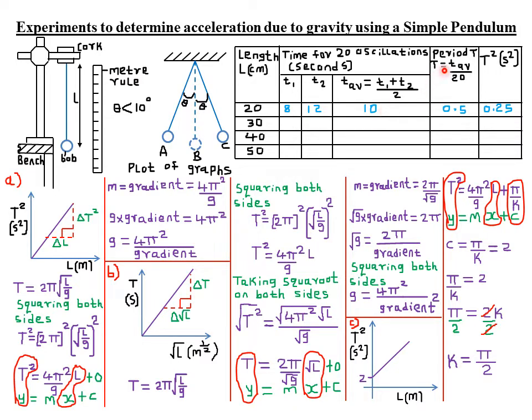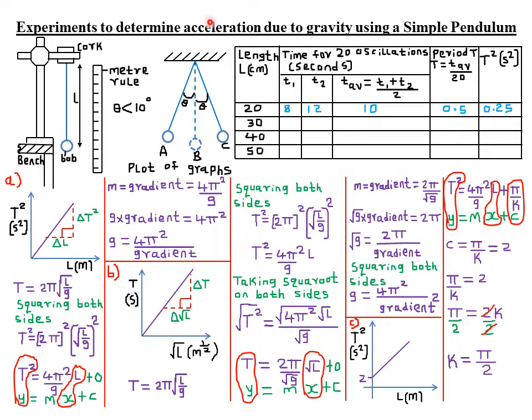Then of course, to find the period, which is the time taken for each oscillation: if 20 oscillations are taking a time of 10 seconds, then each oscillation will take 10 divided by 20 oscillations, which gives us 0.5 seconds as our period. Then for the square of the period, we shall simply take 0.5 squared, which gives us 0.25 seconds squared. Of course, you repeat the same for other values, that is for when the length is 30, when the length is 40, and also when the length is 50.